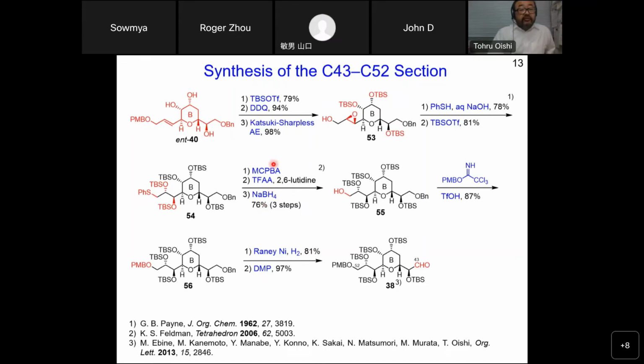The oxidation of the sulfide with mCPBA gave the sulfoxide, which was treated with trifluoroacetic anhydride. The resulting aldehyde was reduced with sodium borohydride. After protection of the alcohol as PMB ether, the selective removal of the benzyl group was achieved under conditions using iron and nickel, and the resulting alcohol was oxidized to the aldehyde.